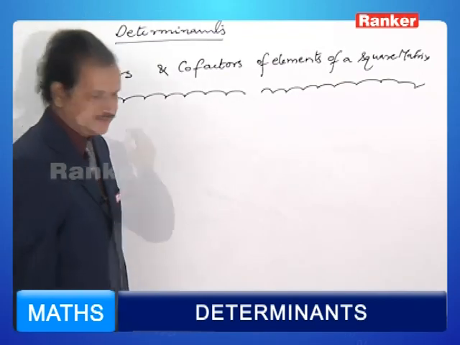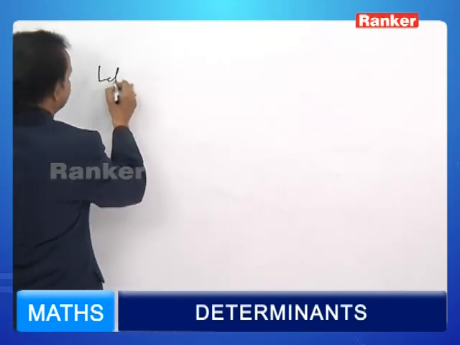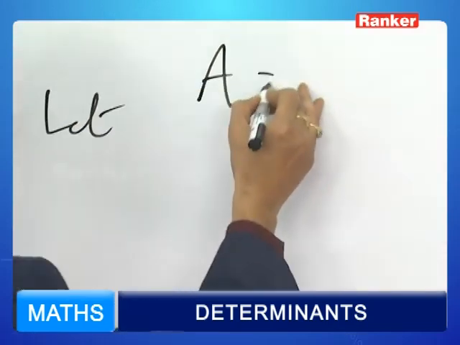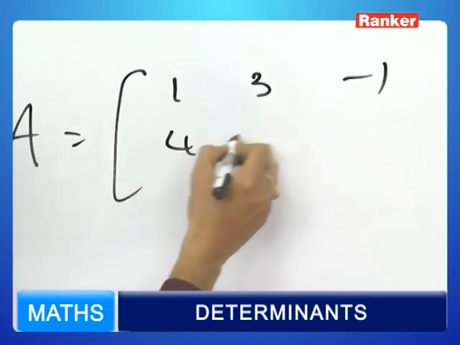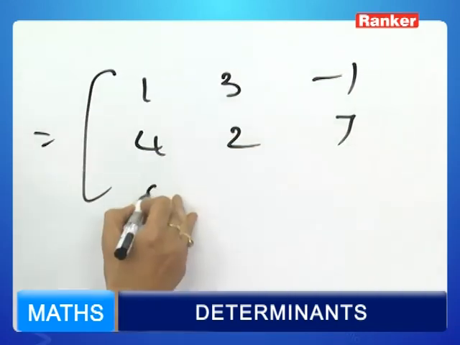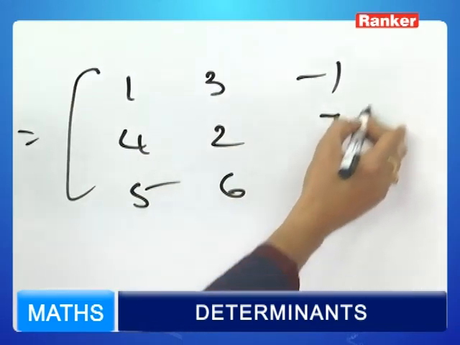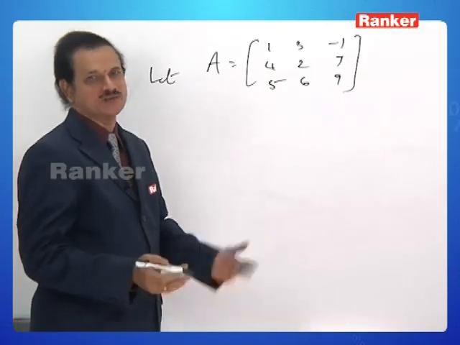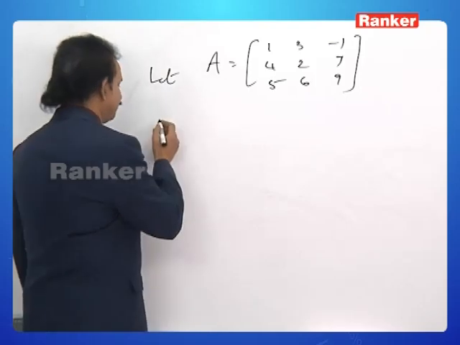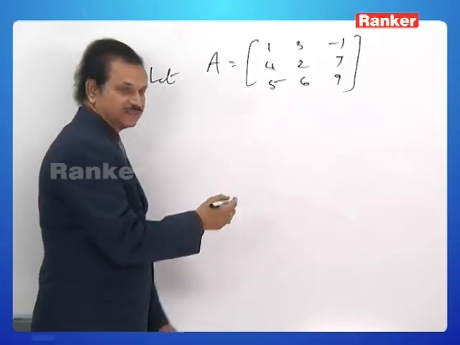Let us now study. Let A be equal to the matrix 1, 3, minus 1; 4, 2, 7; 5, 6, 9. First of all, let us know the minor. What do you mean by a minor? The definition is like this.